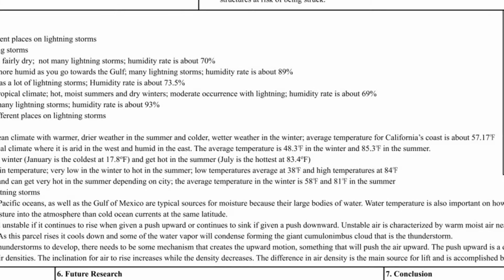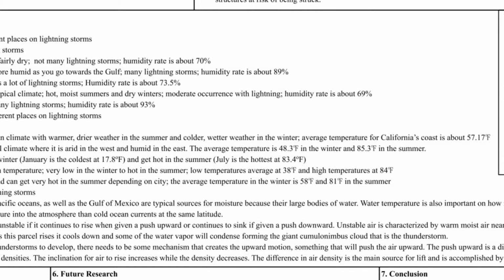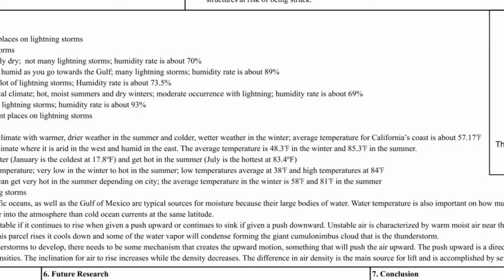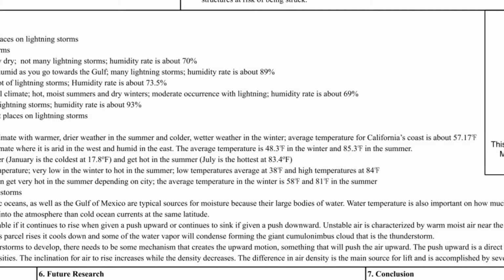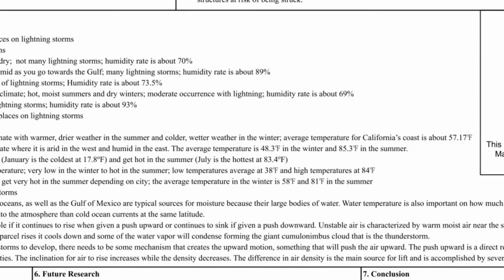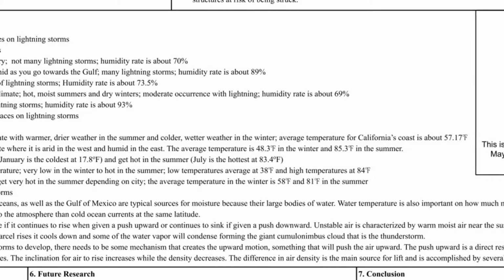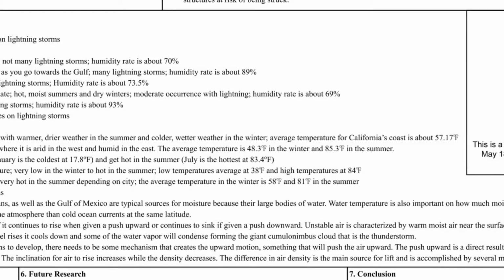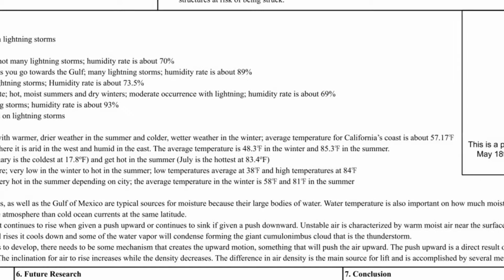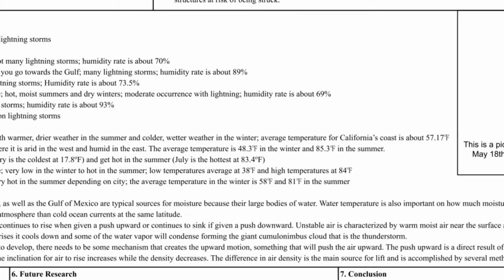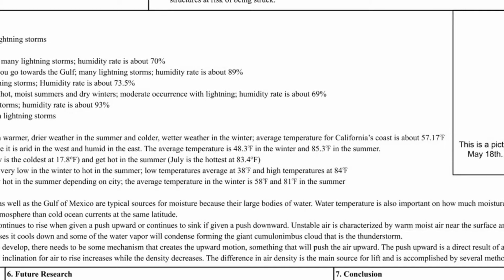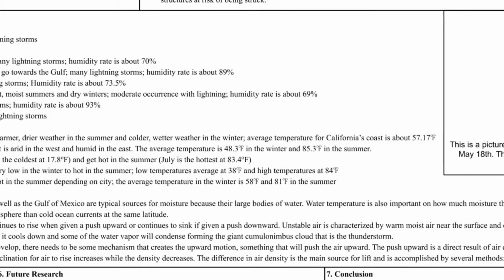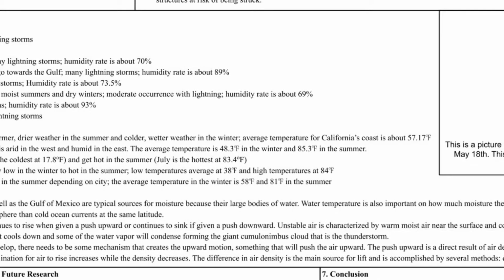The effect of temperature in different places on lightning storms. This has a high effect. California has a Mediterranean climate with warmer, drier weather in the summer and colder, wetter weather in the winter. The average temperature for California's coast is about 57.17 degrees Fahrenheit. Texas has a humid subtropical climate where it is arid in the west and humid in the east. The average temperature is 48.3 degrees in the winter and 85.3 in the summer.